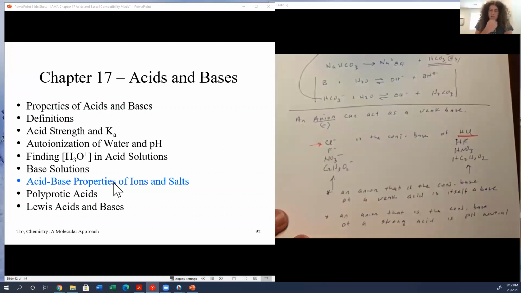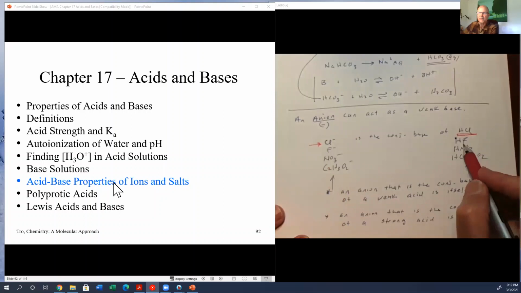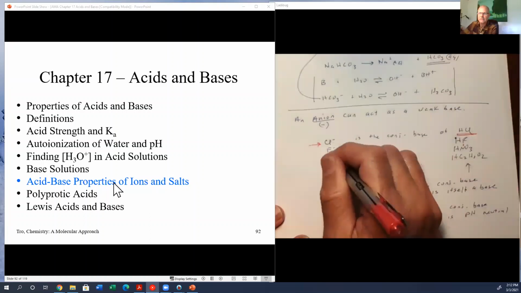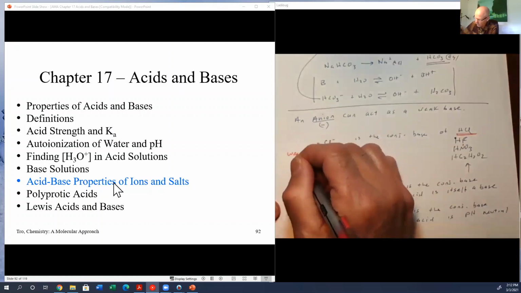pH neutral. Okay, so Cl minus is not a weak base. F minus is the conjugate base of HF. What do you know about HF? It's technically a weak acid, right? It's a weak acid. Yeah. So what do you know about F minus? It's a base. Okay, so this one is a weak base.